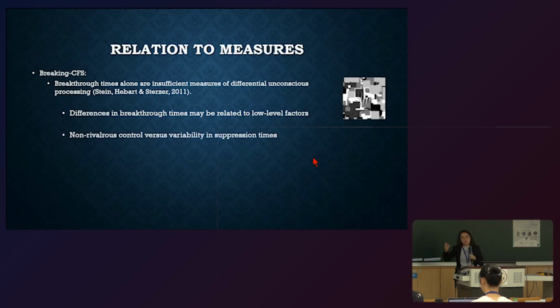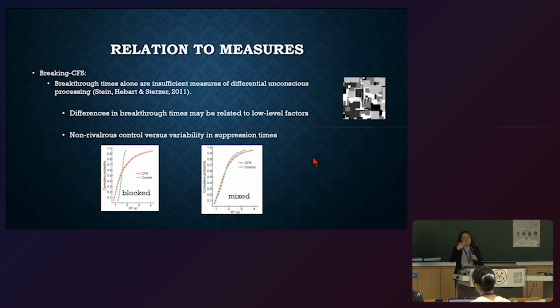Then some people try to control for this by having a non-rivalrous control. And then the opposition was saying CFS has variability in suppression times, such that for very long suppression periods, people might have different decision criteria. They showed this by either presenting the control and the CFS condition in blocks, or interleaving them, and showing that the difference in reaction time actually changes between the control and the CFS condition.